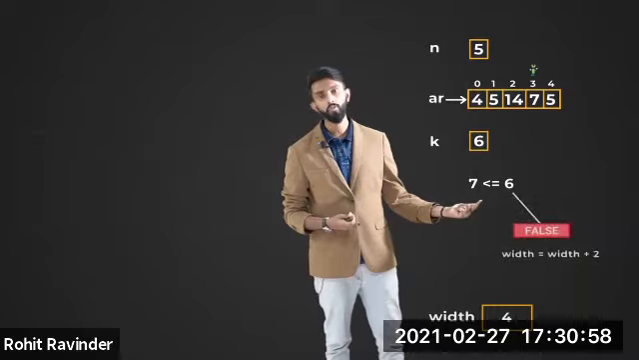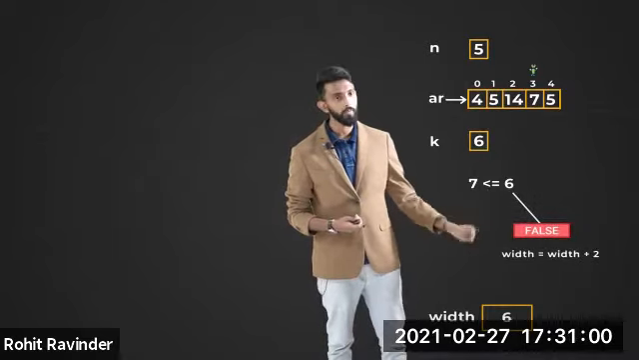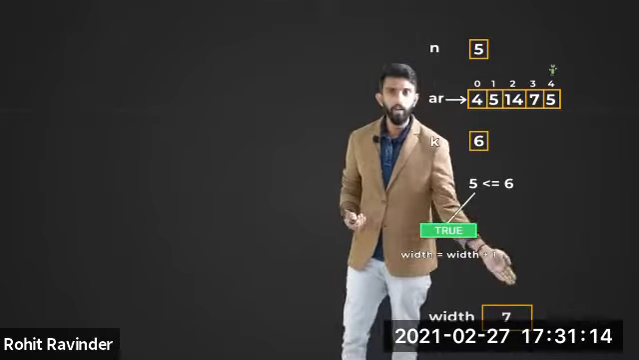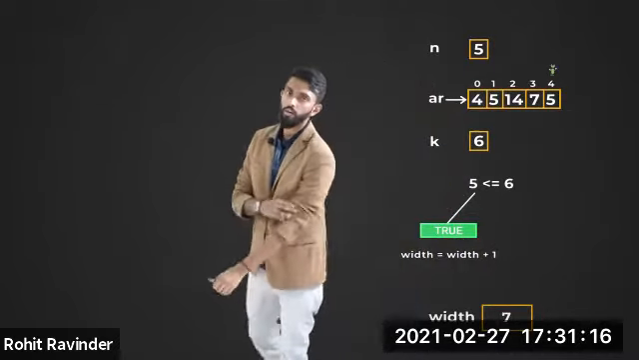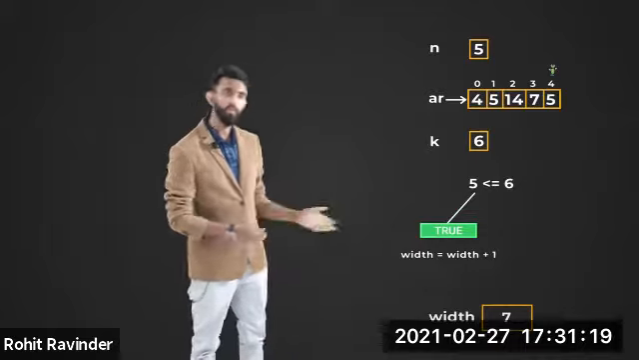Similarly, it moves forward. Take the next value. Compare it. Is 7 less than equal to 6? False. False means he's bending. Bending means width will increase by 2. Move it further. It is 5. Again, just check AR of 5 less than equal to K. AR of 4 is nothing but 5. 5 less than equal to 6. Yes, it is true. If it is true, increase the width by 1 because he need not bend. And hence it is going to become 7. That is all. You got the output.